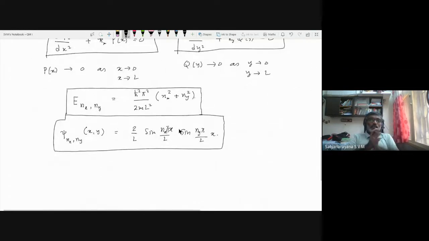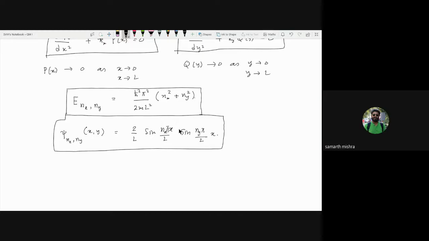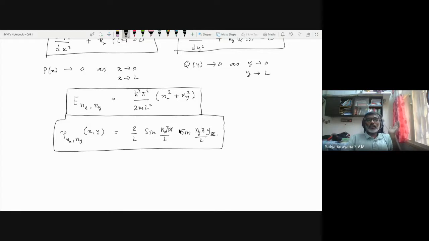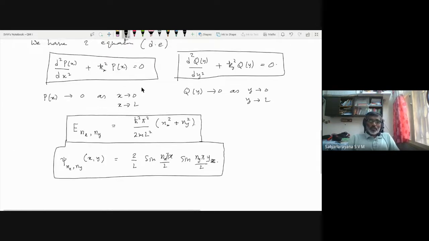Now you can see that there is nothing new that we have done. We have simply used our experience of the one-dimensional problem. Yes, it is sine ny pi by L into y. Sorry, so ny pi by L into y. So we have actually banked on our experience of the one-dimensional problem, and this is fine.